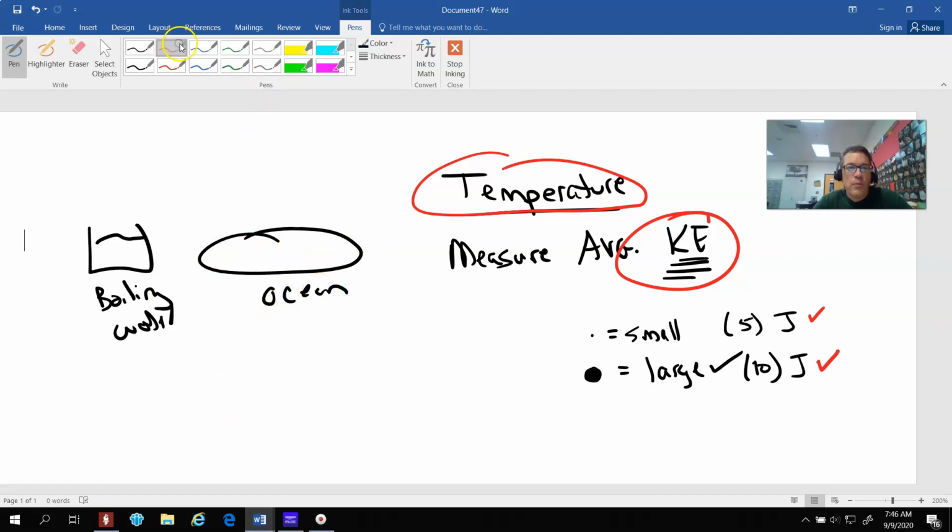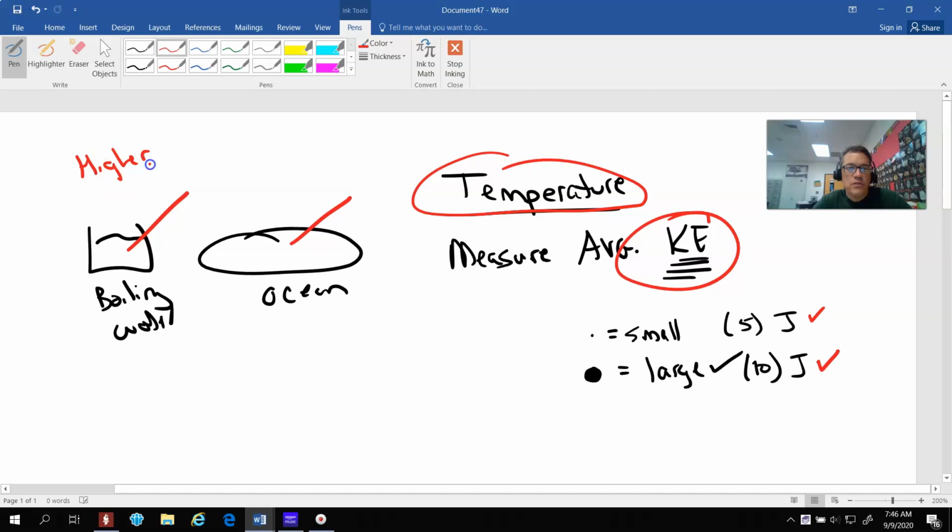So if we stuck a thermometer in this, hopefully we would understand that the thermometer would say this is a higher temperature over here, because it's boiling. The ocean's not boiling. So we know that this one might be 100 degrees Celsius, whereas the ocean might only be 20 degrees Celsius. All right. But what about the total amount of heat? Which one has more heat?